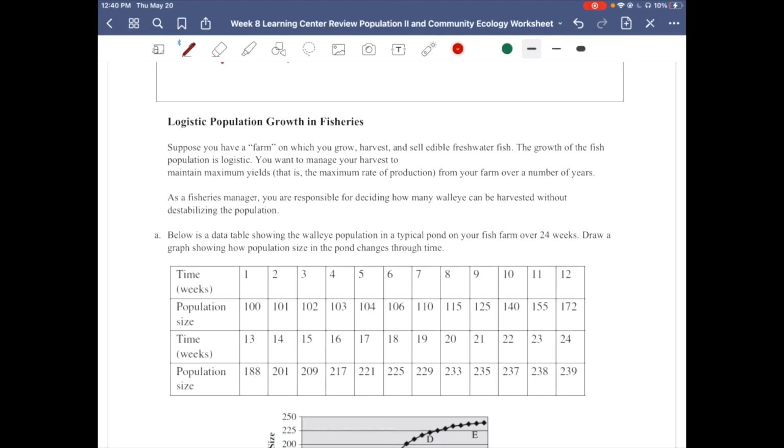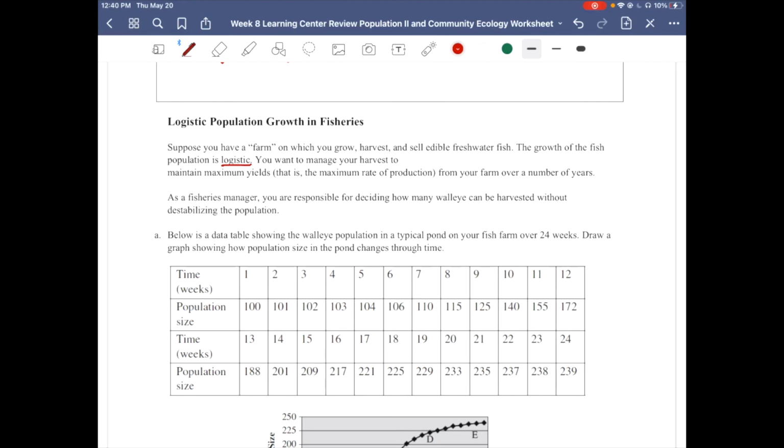So the first part is saying, suppose you have a farm on which you grow, harvest, and sell edible freshwater fish. The growth of the fish population is logistic. So it's already telling us which model we need to be using. And then it's saying we want maximum yield. So we want maximum rate of production for your own farm over a number of years.